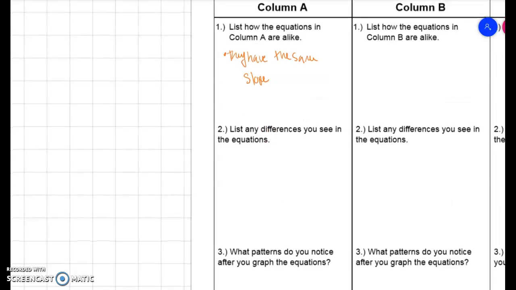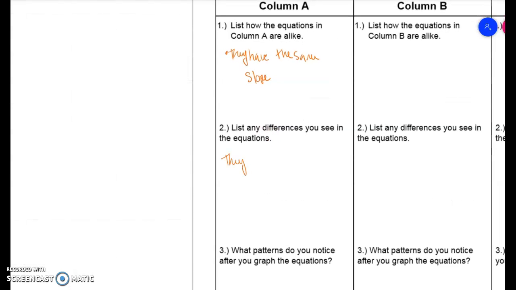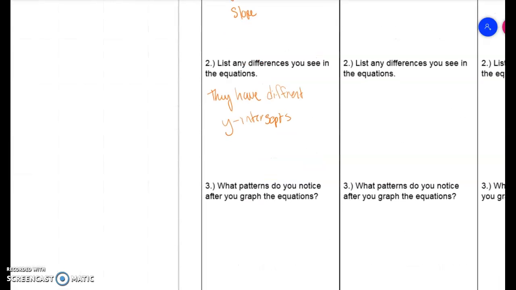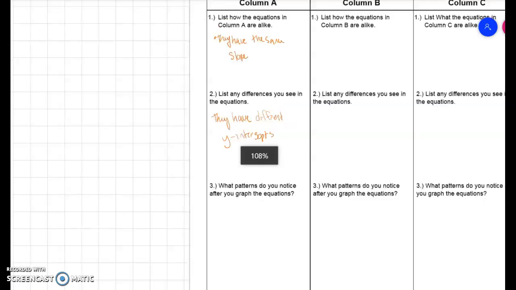How are they different? They have different y-intercepts. Okay, and what patterns did you notice after you graphed the equations?